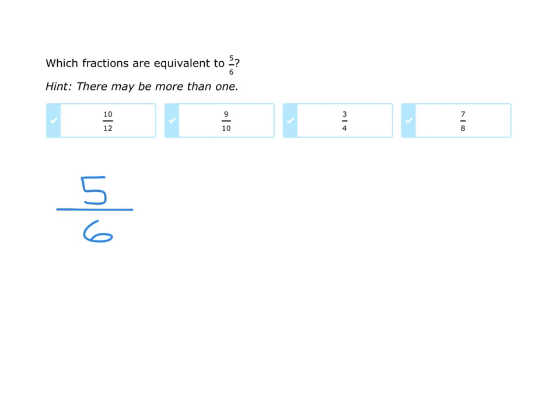Which fractions are equivalent to 5/6? Again, I can multiply and always start with checking there. Can I multiply by 2? Sure. 5 times 2 would produce a 10. 6 times 2 would produce a 12. I can do this with any multiplier.